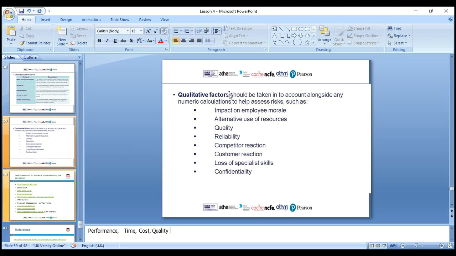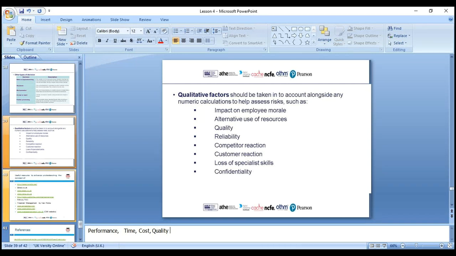Okay, so qualitative factors. Sometimes in quality we look at an organization that is wonderful, we are earning profit, but the staff is very tense. They don't want to stay, their morale level is not high, and whenever they get the chance, they can leave us. Impact on the employees' morale, alternative use of resources, quality, reliability, competitor reaction, customer reaction, loss of special skills, confidentiality. All these are the qualitative factors we need to keep in mind when we are making any decisions.